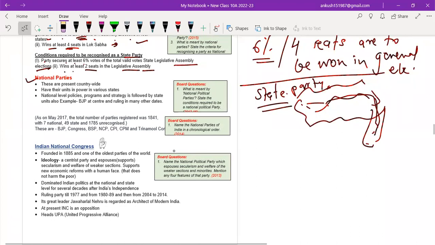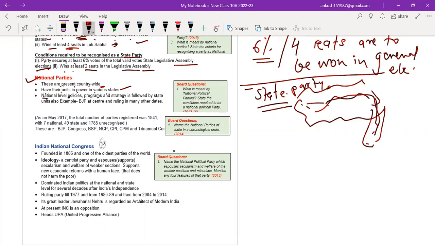Now what are national parties then? These are present countrywide. How would you differentiate between the national and the state party? The first thing is these are present countrywide, while the state parties are within the limit of the state. National parties have their units in power in various states. Units in power in the sense, suppose the party who has won the election and become the central government, that party's other states would also have the units, in the sense some chief ministers and the government running the state may be belonging to the same party which has established the government in the central.